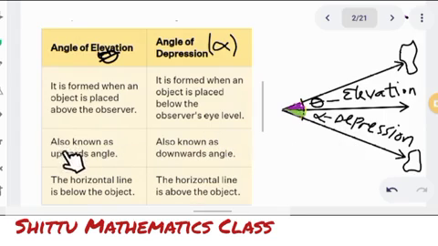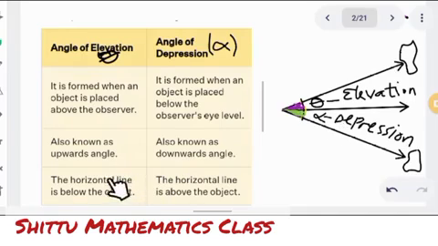Now, also known as upwards angle, that is the angle of elevation. You can see upwards angle, because when you look up, that's when you are going to make an angle of elevation. Here it is also known as downwards angle. Do you understand? So when you look down, this angle of depression is going to be made.